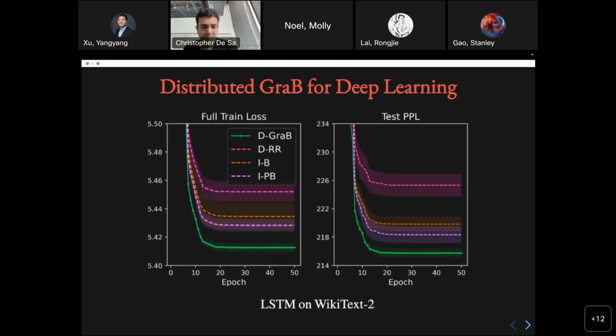And here are some nice results. So distributed gradient balancing for this LSTM task outperforms random reshuffling and other incremental approaches on both training loss and perplexity.